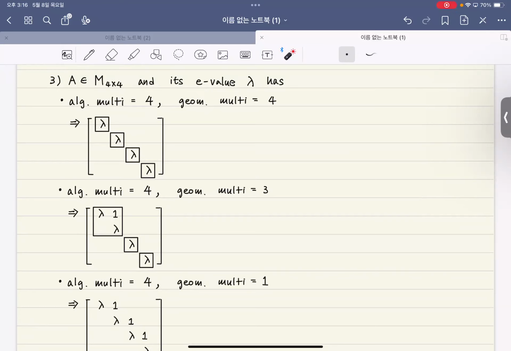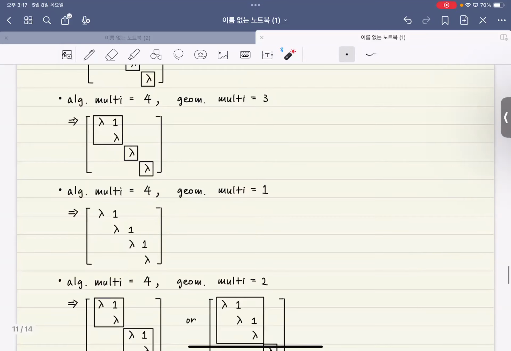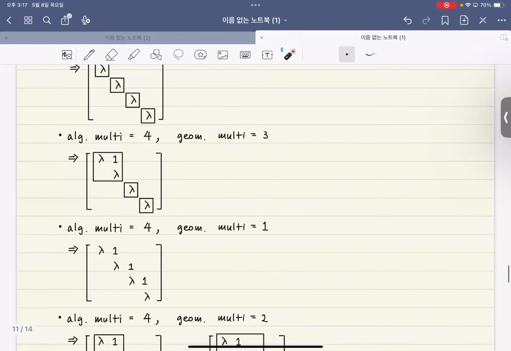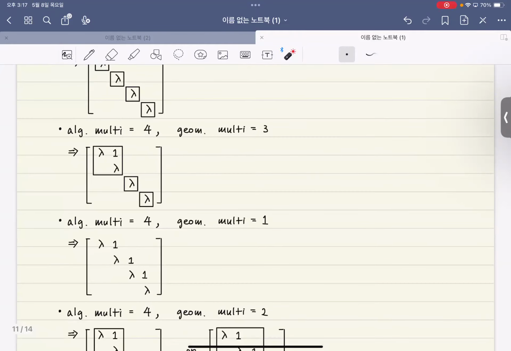Algebraic multiplicity is 4 and geometric multiplicity is 3. So I will need to have 3 Jordan blocks whose sizes sum to 4. And I guess this is the only possible option. And algebraic multiplicity is 4 and geometric multiplicity is 1. And I have only one single Jordan block. So this is the only possible option.